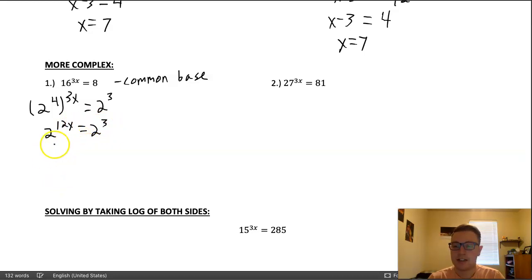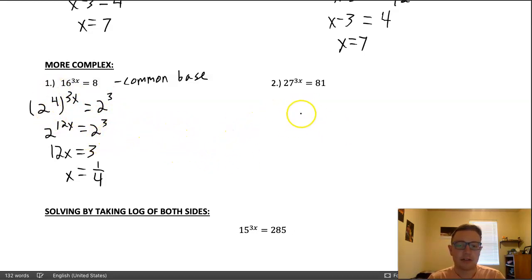Since we have common bases here, we know that their powers have to be the same. So this will be 12x is equal to 3, or x is equal to 3 over 12, which is the same thing as 1/4. So that's the way you do it if it's more complex. Break it down to its simplest root, whether that's 2, 3, 4, whatever it happens to be.